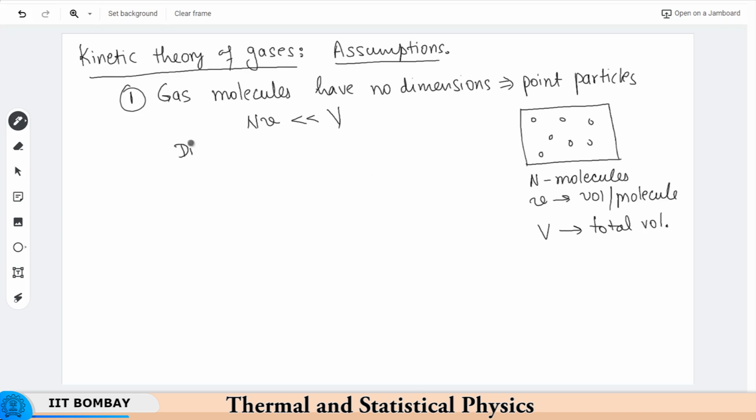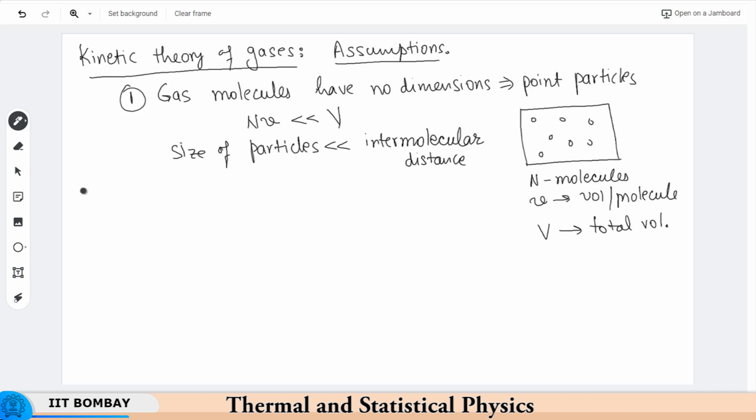So, the size of particles is much smaller than the intermolecular distance. Okay, so that is the first assumption.